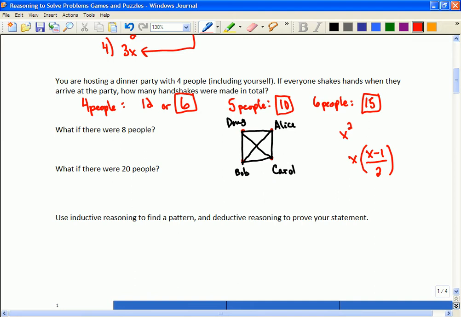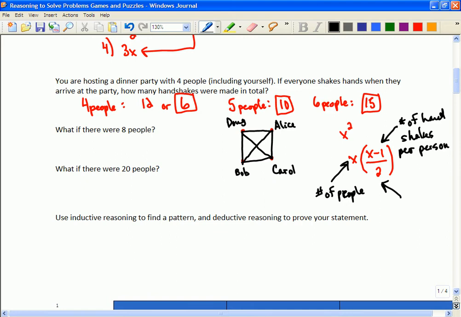Do you want to explain it to us then, Kelsey? So it's the total amount of people that are in the room or that are shaking hands, multiplied by how many hands one person would shake. Okay. And then I divided it by 2. So this is the number of handshakes per person. So how come, when there's 6 people, you only shake hands with 5 of them? You don't shake with yourself, right?